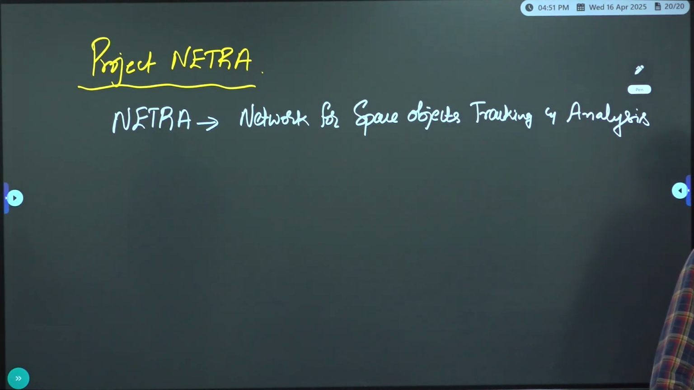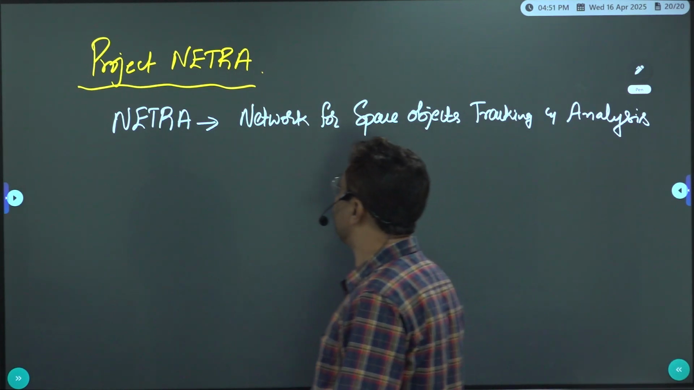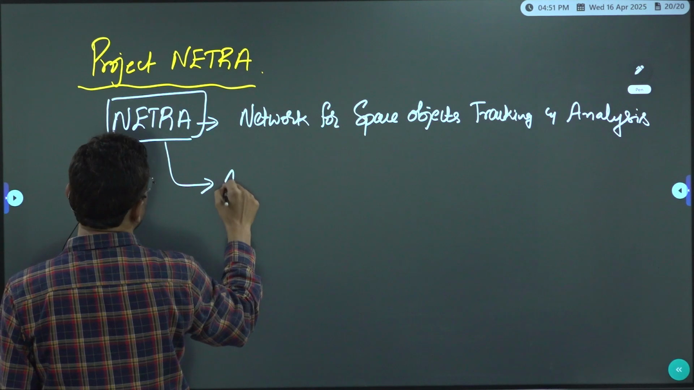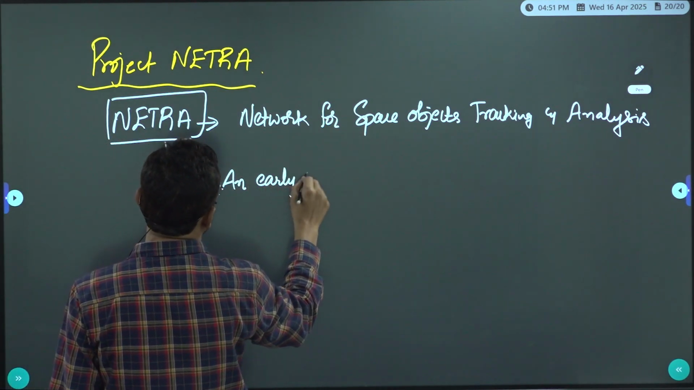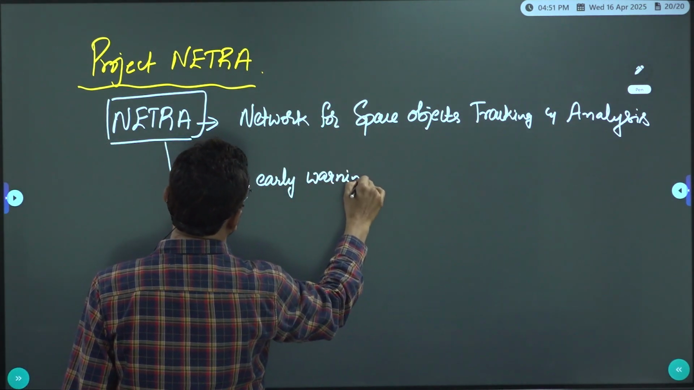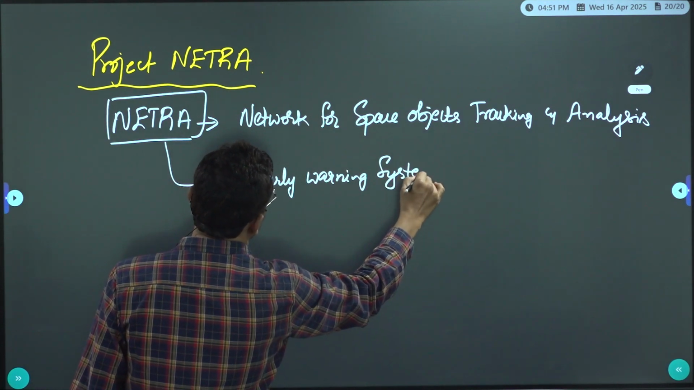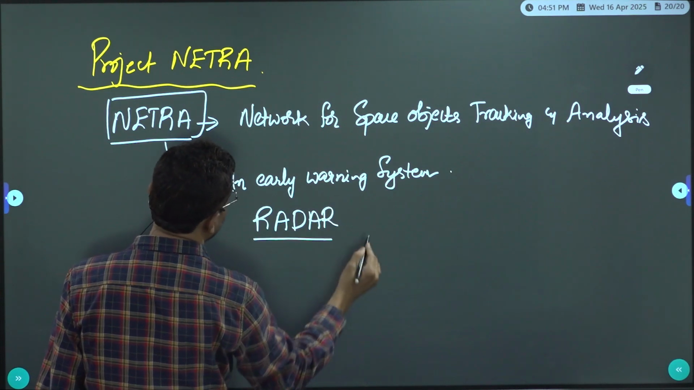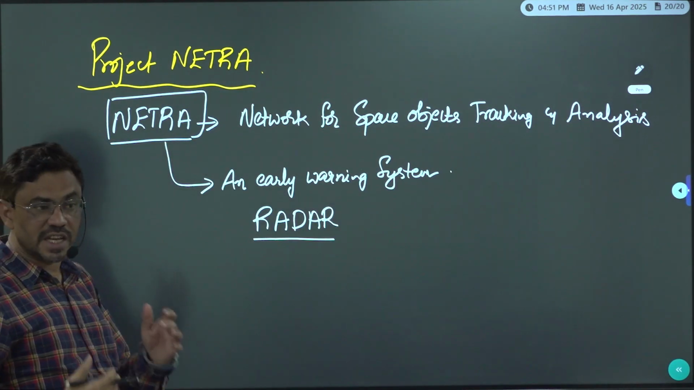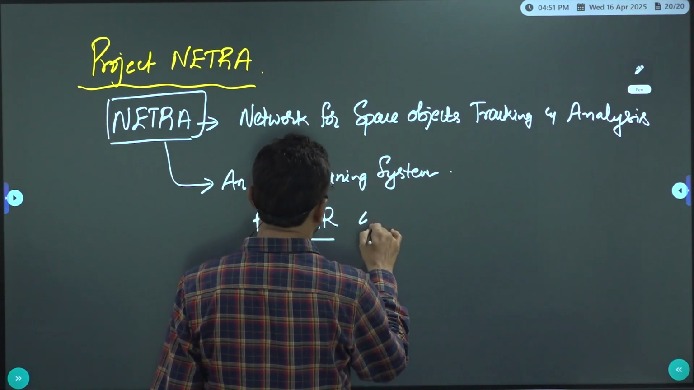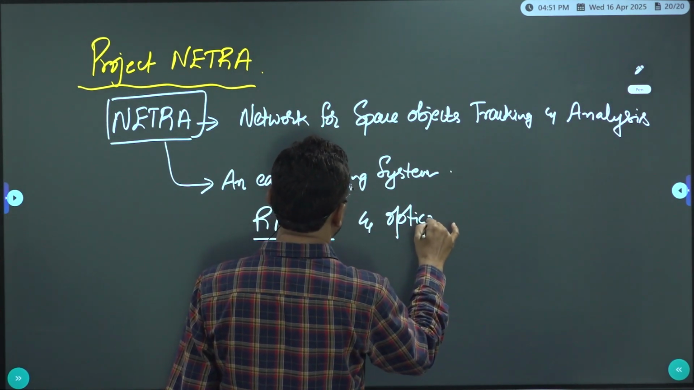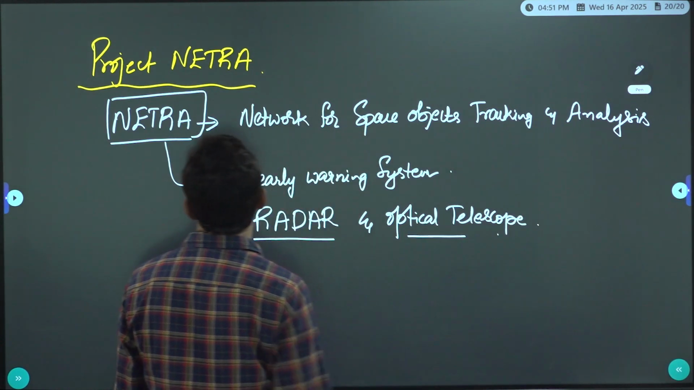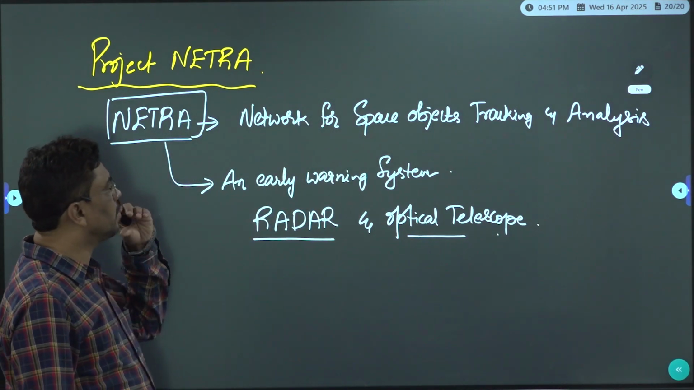So what is Project Netra? It is a network for space objects tracking and analysis. It is an early warning system which carries radar. Radar means radio detection and ranging. That means it carries an electronic spectrum and an optical telescope.